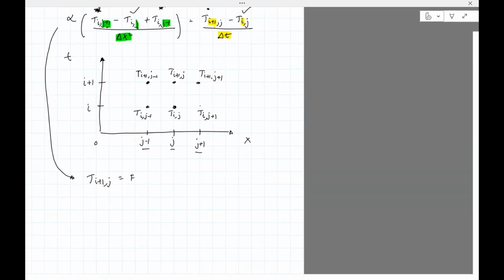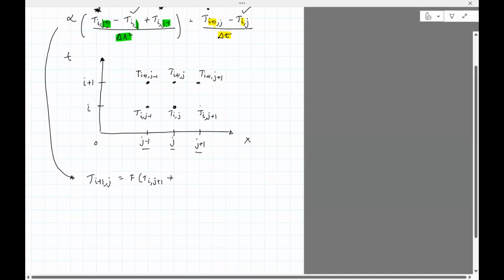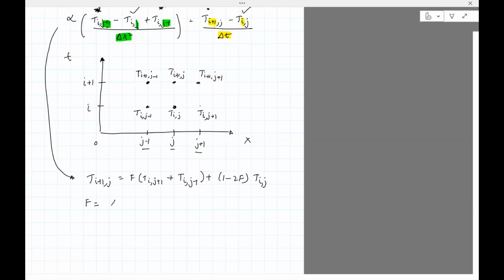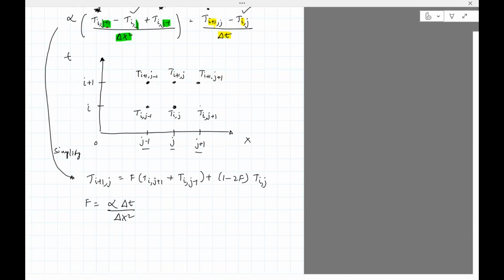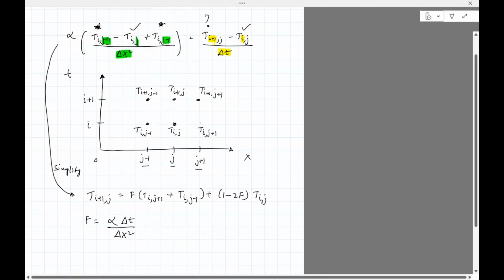F tij plus 1 plus tij minus 1 plus 1 minus 2 times f tij, where f is alpha delta t divided by delta x squared. So this is simplified, right? I wouldn't spend time on doing that, but you can move things around.